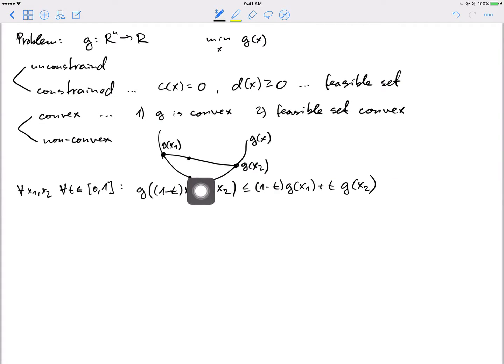If I evaluate the function g and I evaluate a linear blend between g(x1) and g(x2), then this needs to be above, okay? Which is a way to say that this function is sort of bowl shaped. And this works in arbitrary dimension, okay? So that's convexity of a function.